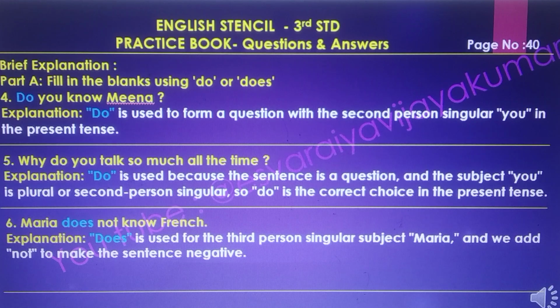Explanation: "do" is used because the sentence is a question and the subject is "you", which is plural and second person singular. So "do" is the correct choice in the present tense. Maria does not know French. Explanation: "does" is used for the third person singular subject Maria, and we add "not" to make the sentence negative.